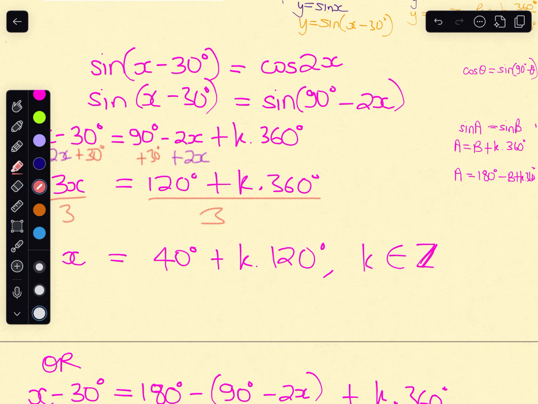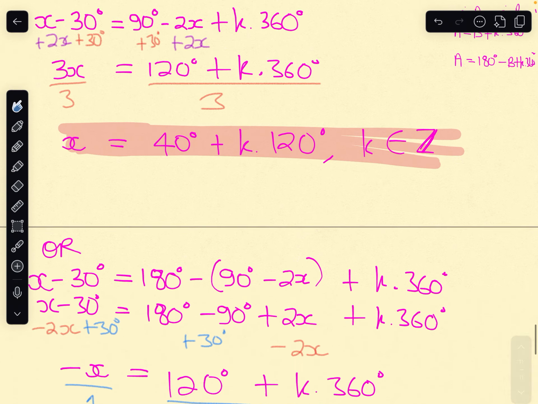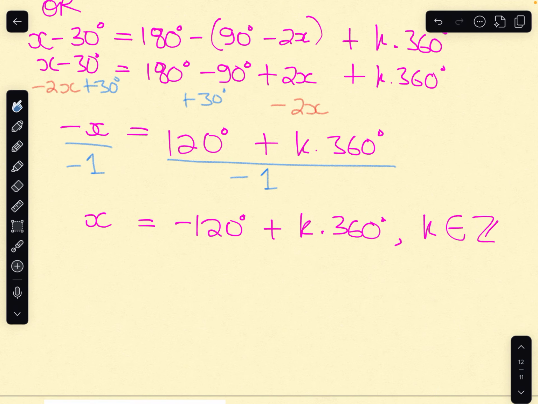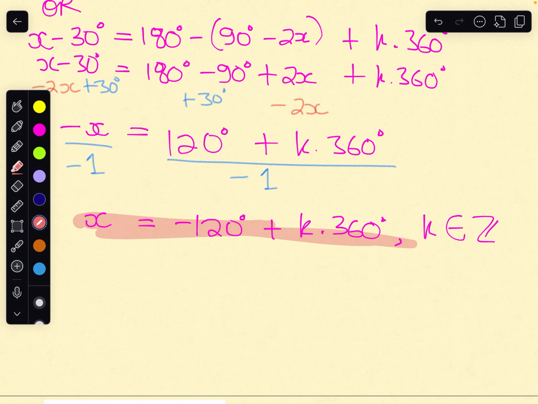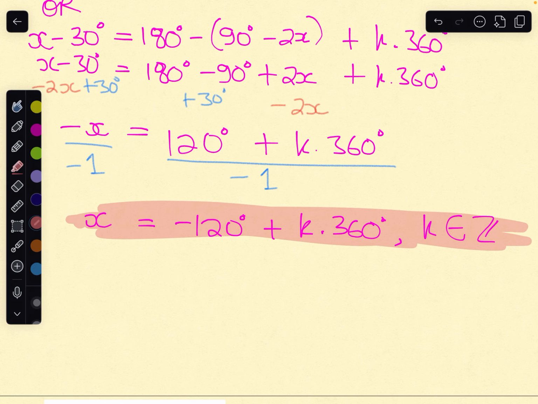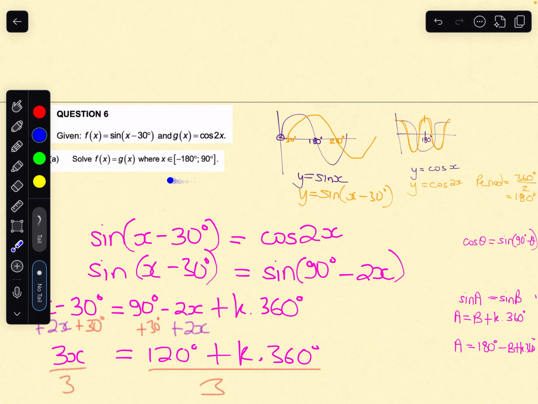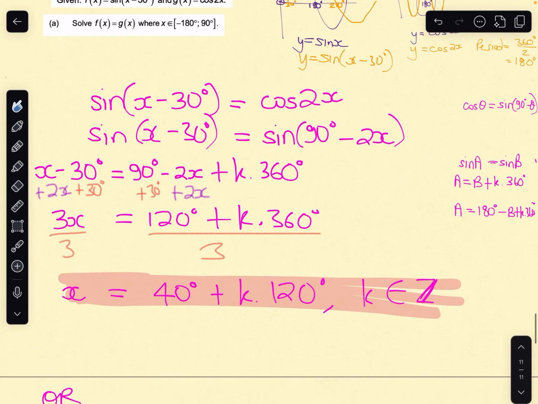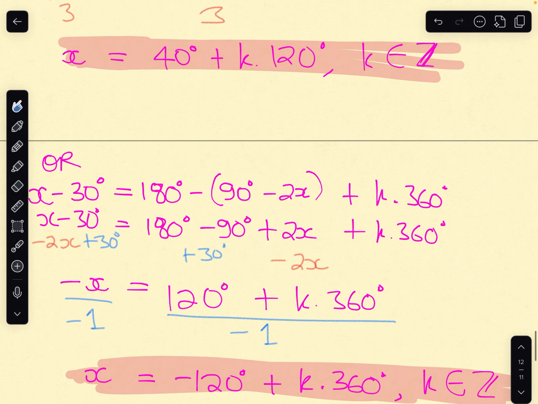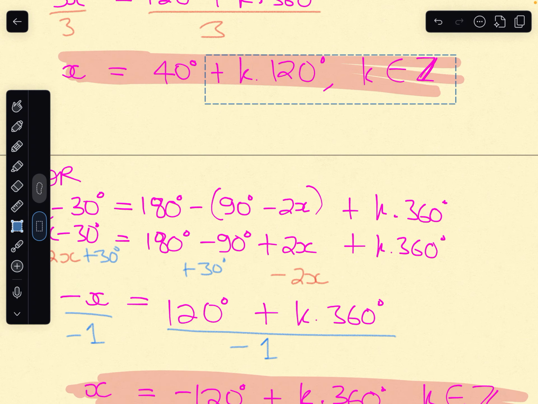Now the important thing to remember here is that we're not looking for general solutions, we are looking for solutions in a specific interval. So let's remind ourselves what that interval is. So we are looking specifically for solutions between negative 180 and 90, both inclusive. So let's start with this one.